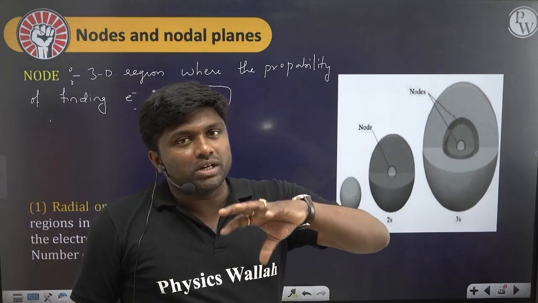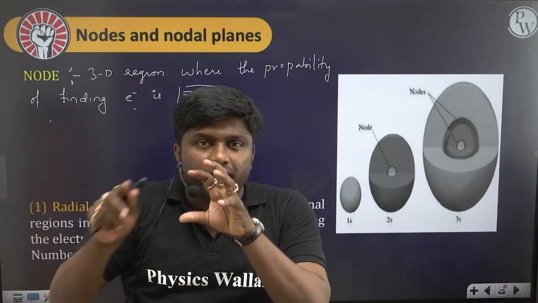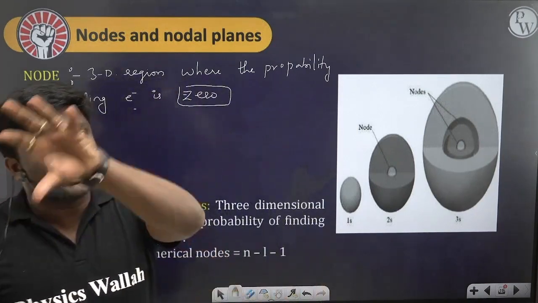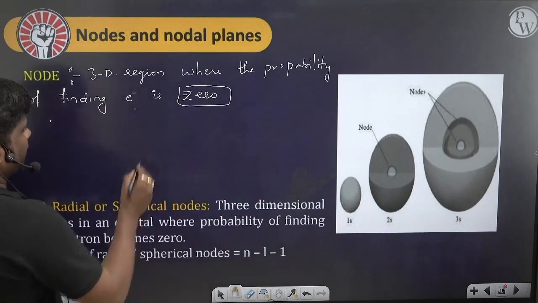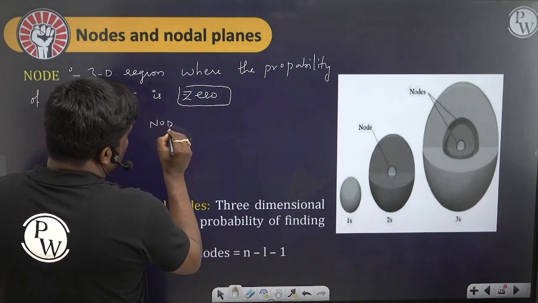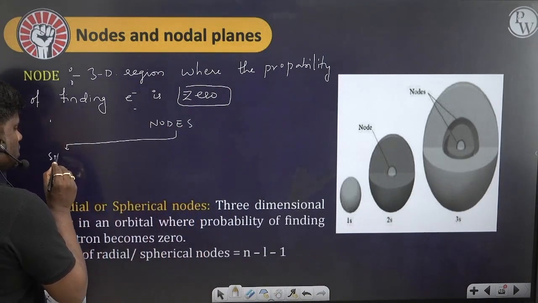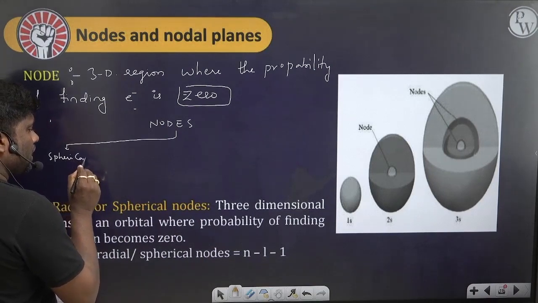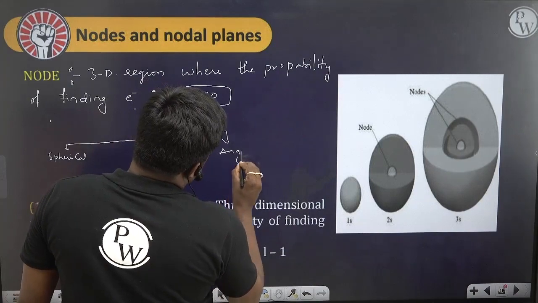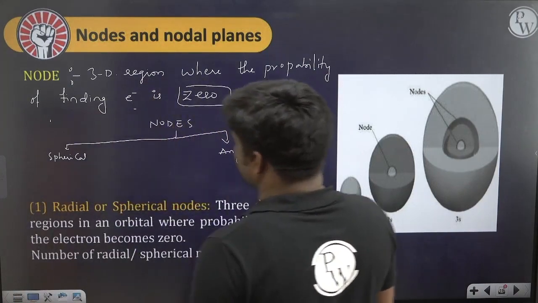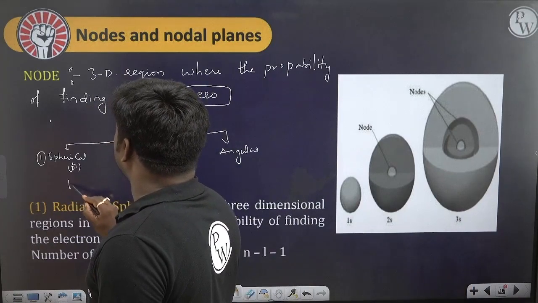This is a three-dimensional region around the nucleus where you don't find the electron. That kind of place is called a node. These nodes are of two types. One is spherical node, or radial node. The second one is angular node.